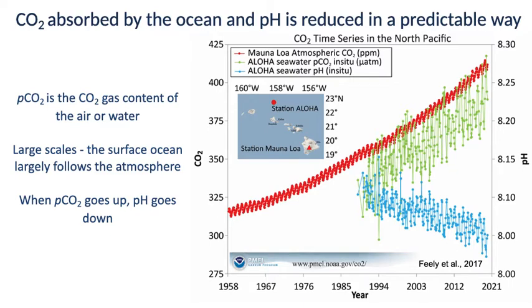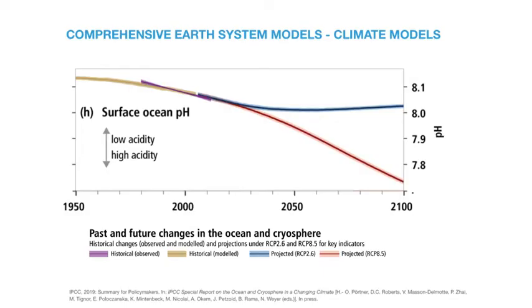So also we can deduce from this that at large scales, the surface ocean is largely following the atmosphere, and so when pCO2 goes up, pH goes down at a similar rate, right? And we can use this knowledge, this predictability, in order to develop Earth system models and go forward, making projections about what the future holds for surface pH. And so that's what's depicted here from a special report that was released from the IPCC in 2019.